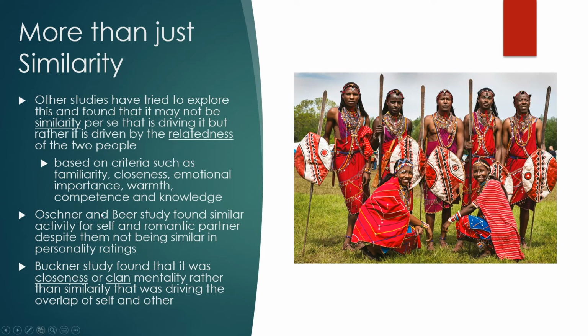So something to take away here. Mitchell on the last slide found that similarity was driving this difference in brain activity. And as people picked into that, they found that it wasn't just similarity. So similarity was one of the factors that could have been driving this, but it really seems to be more about how close you are, whether or not that person is part of your tribe, part of your clan, right? Part of your friend group or your family.